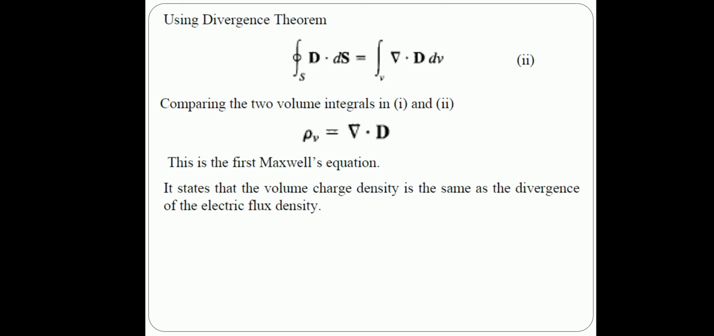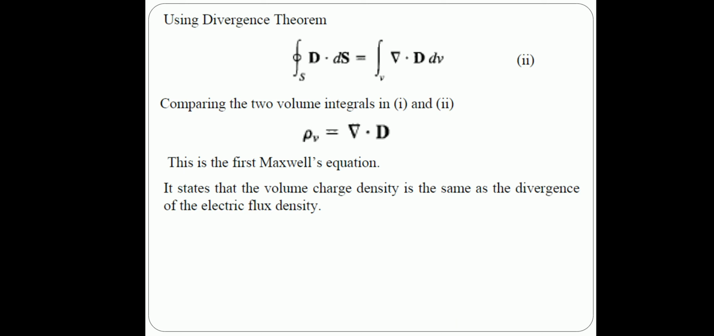The volume integral of del dot D dv is equal to the volume integral of rho v dv, or the surface integral of D dot dS equals Q. That is Gauss law. The surface integral of D dot dS equal to Q is called Gauss law. From that we can write the volume integral of del dot D dv equal to the volume integral of rho v dv, which is called Maxwell's equation in integral form.